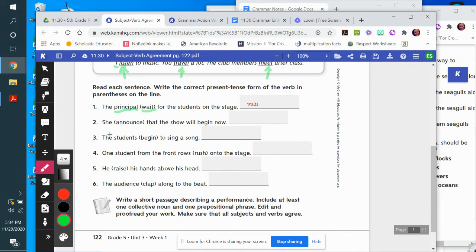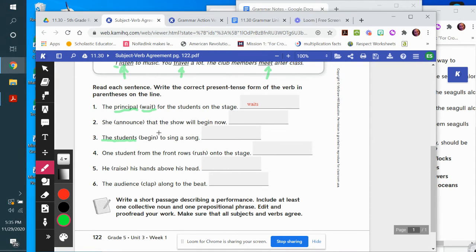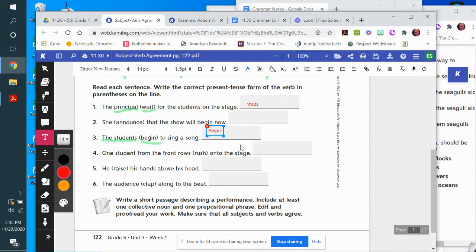I want to show you a plural subject down here. The students. There's more than one. The students begin to sing a song. Because we're talking about a group of students, we keep it as begin, and we don't add an s to it because it's more than one student.